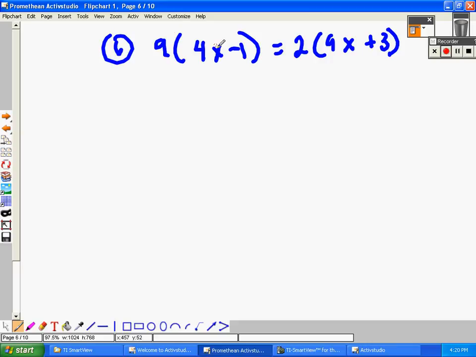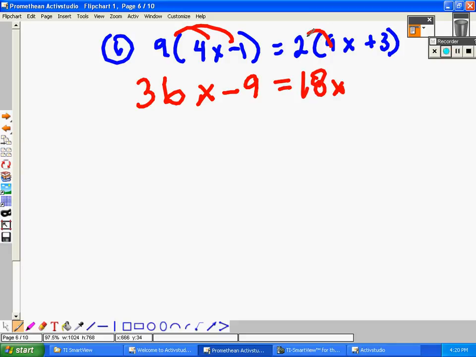Here's the problem. First step is always distribute. So remember to multiply. A lot of the common mistakes were when you only multiplied the 9 to the 4x and forgot about the negative 1. Well, you have to multiply that too. Same thing here. 18x is 2 times 9x plus 6.